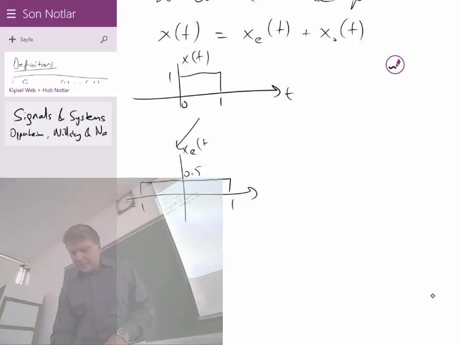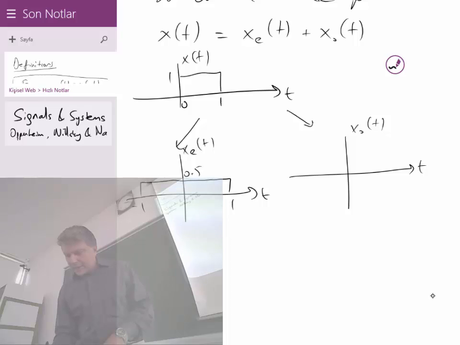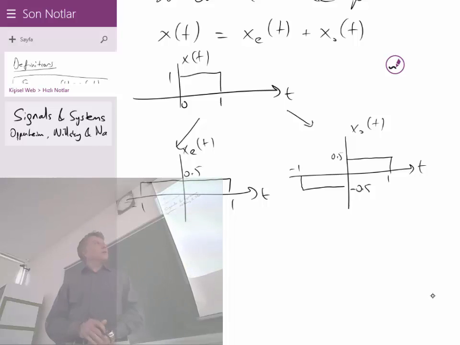This is x even of t, and the odd part, x odd of t, is this. This is minus 0.5 and this is 0.5. And if you add the two, you will get x of t. Okay. But this is valid for every function. So the question is, show that, prove that.